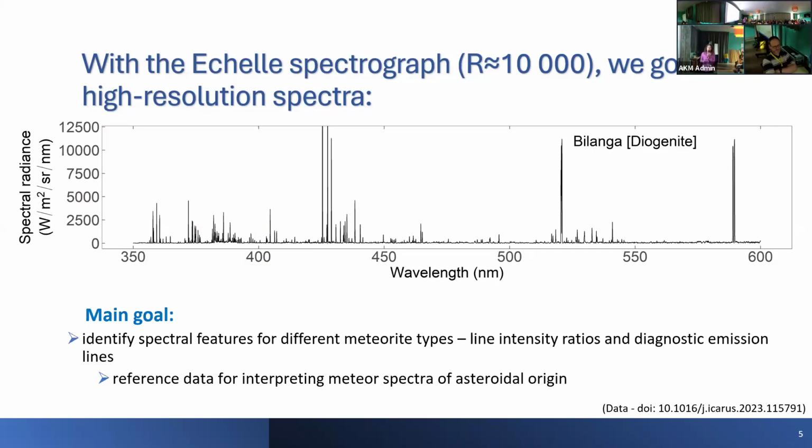The main goal was to identify some spectral features that can distinguish between different meteorite types by looking at line intensity ratios and picking out some specific diagnostic lines. And this data then helps us to interpret meteor spectra of asteroidal origin from our ground-based spectral observations.